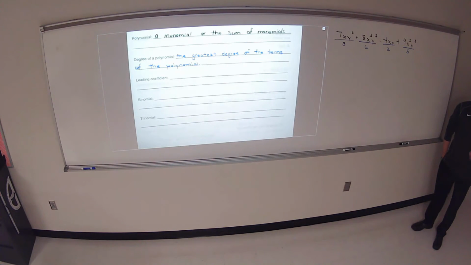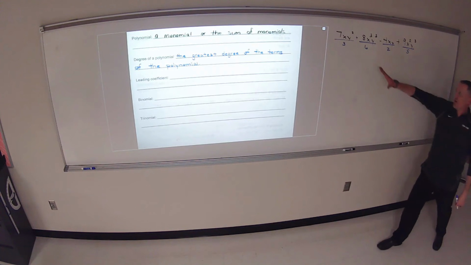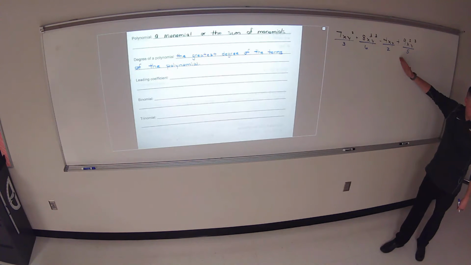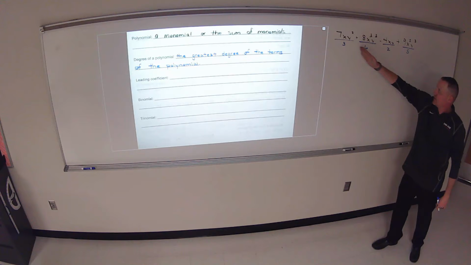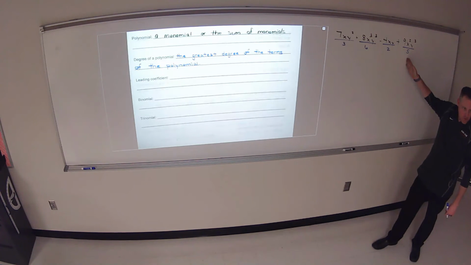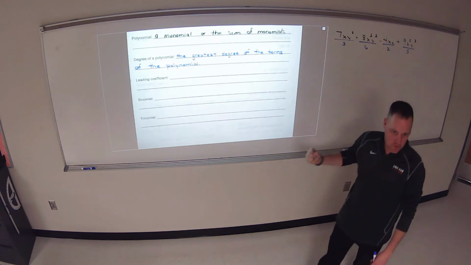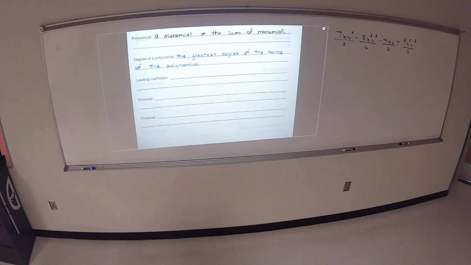What's the largest degree up here? That's the degree of your polynomial. You're not going back through and adding these numbers together. You're finding the degree of each term and then choosing the largest one. Whatever that largest one is, should be the degree of your entire polynomial. Carly, question? Yes.